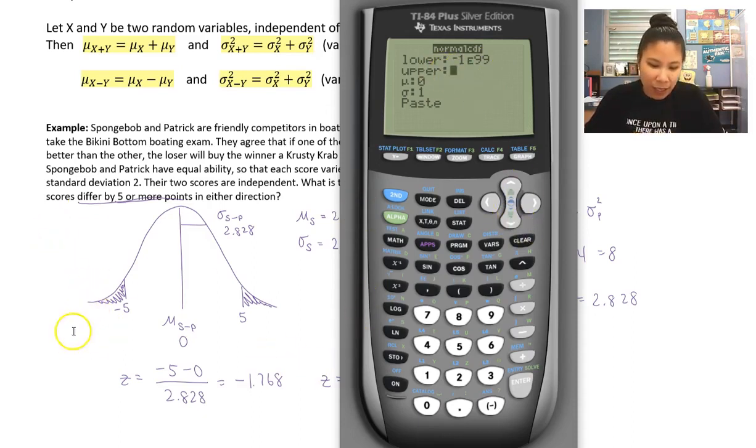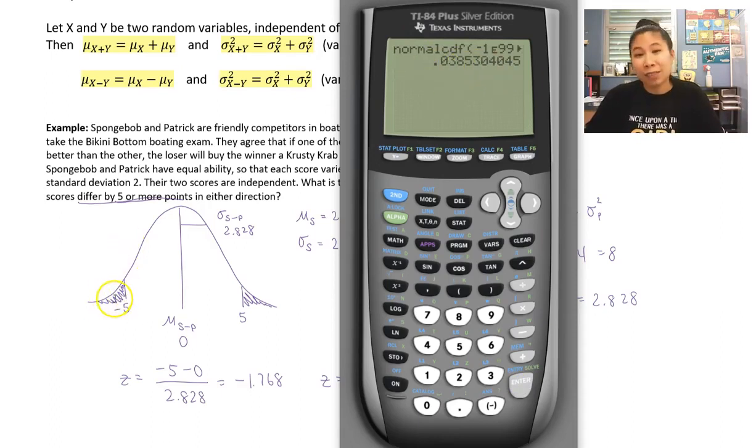We're ending our shading at a z-score of -1.768, or if you want to do it with the -5 in there, cool. The mean, since I'm using z-scores, will be 0. The standard deviation will be 1. Remember, it's always 0 and 1 for z-scores. If you're doing a -5 for your upper, then your mean would be 0 and your standard deviation would be 2.828. Paste. Enter. Cool. So this is the probability of the shaded area on the left side. Since we want both, we just got to multiply that by 2. Times 2 equals 0.077.